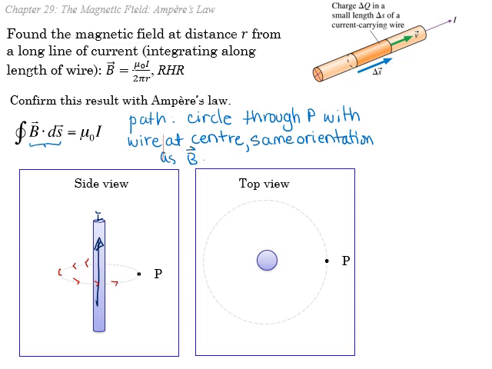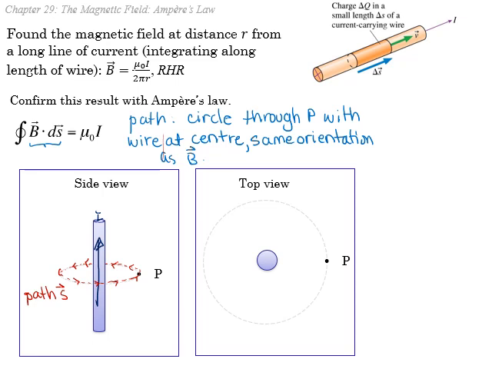The field swings out, moves to the right in front of the wire, and goes down into the page at point P. Then we can draw our path. Okay, so that's what our path looks like on the side view. So there's our path S.